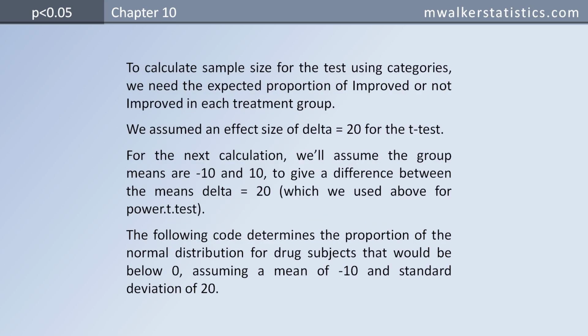To calculate sample size for the test using categories, we need the expected proportion of improved or not improved in each treatment group. We assumed an effect size of delta equals 20 for the t-test. For the next calculation, we'll assume the group means are -10 and 10 to give a difference between the means, delta equals 20, which we used above for power.t.test. The following code determines the proportion of the normal distribution for drug subjects that would be below 0, assuming a mean of -10 and standard deviation of 20.